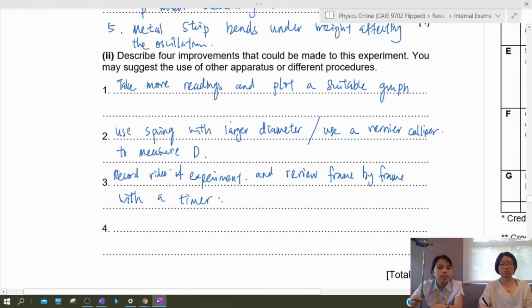Oh. After the examiner deducts marks, then how? That Mr. Ben always deducts one. Everything. Last one.